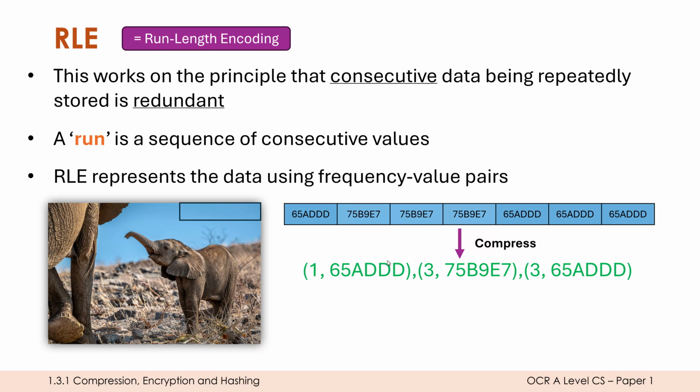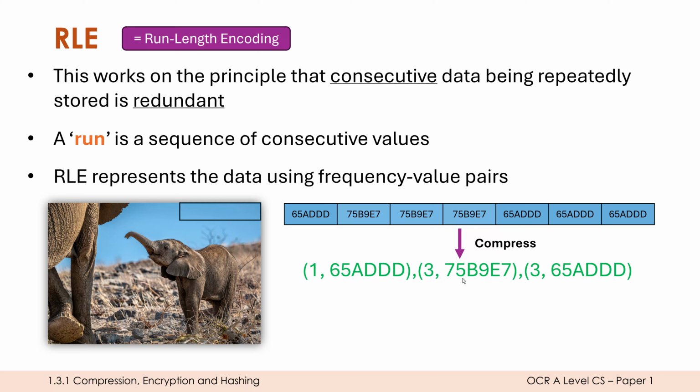I've put brackets around each pair and I've separated these with commas. The first value in this pair is our frequency. It's how many times the value appears. Well, this first pixel only appears once in a row. So I put a 1, then I put its value, which would be in binary. In reality, I'm showing this in hexadecimal just to simplify.